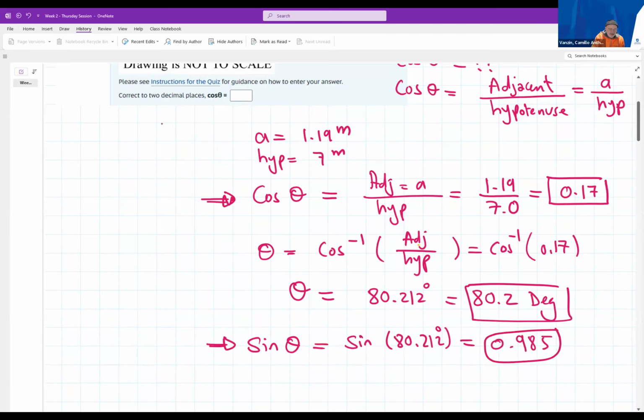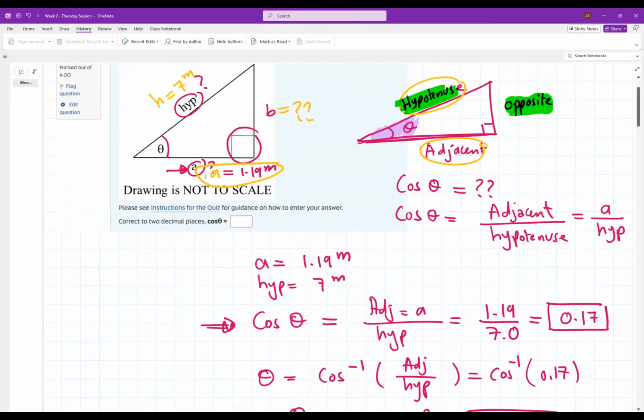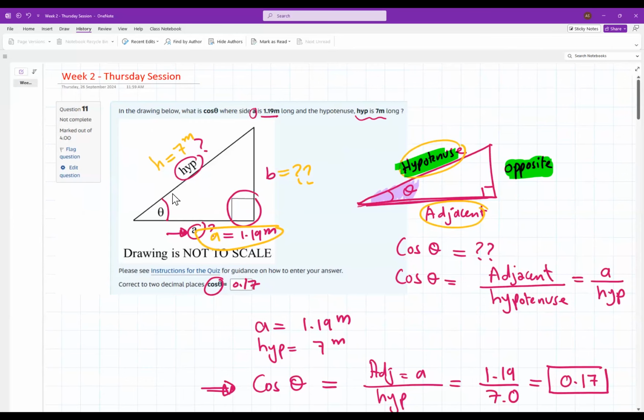Same answer, Camilo? Yep, all good. All good, Jonathan? Okay, so that's it. Actually here we only need cosine theta, so the answer will be 0.17. But I just try to practice more functions with you, okay? So that is our first question.